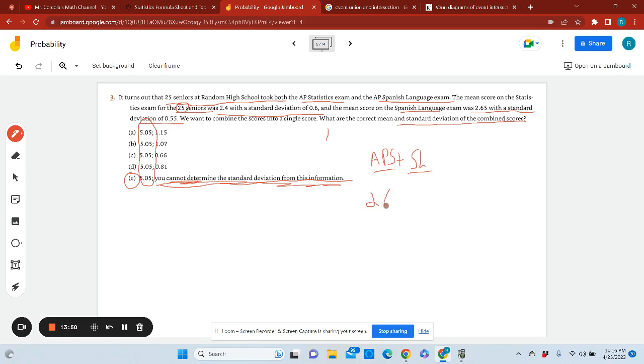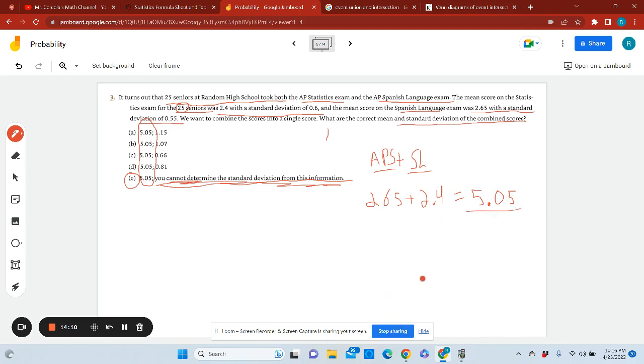So 2.65 on the Spanish language plus a 2.4 in statistics would give you a 5.05. That would be the average score if you combined everybody's scores together.